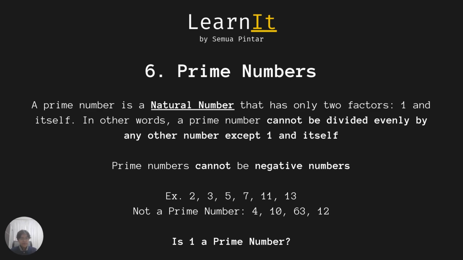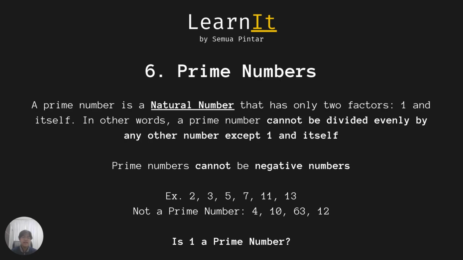Now let's look at a few examples of prime numbers here. So numbers such as 2, 3, 5, 7, 11, and 13 are all prime numbers. This is mostly because, let's take 5 for example, 5 only has two factors, which is 5 and 1, and that is the condition for a prime number.